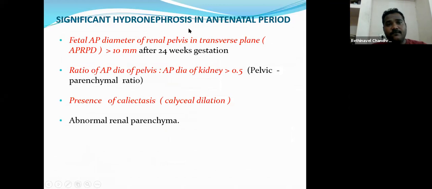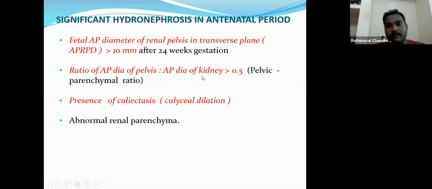What is significant hydronephrosis in the antenatal period? This is also in pediatric urology, but I am just telling. This is also an exam question asked. These are all ultrasound parameters, where there will be an APRPD, meaning anterior posterior renal pelvic diameter. This diameter will be more than 10 mm after 24 weeks of gestation. It is suggestive of significant hydronephrosis. That child will have significant hydronephrosis, and may later develop into a PUJO.